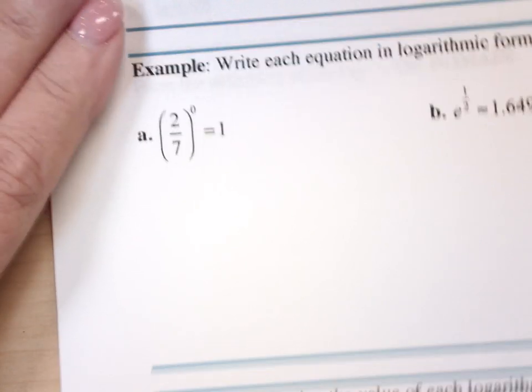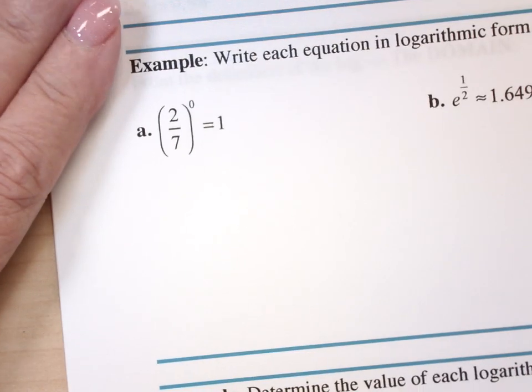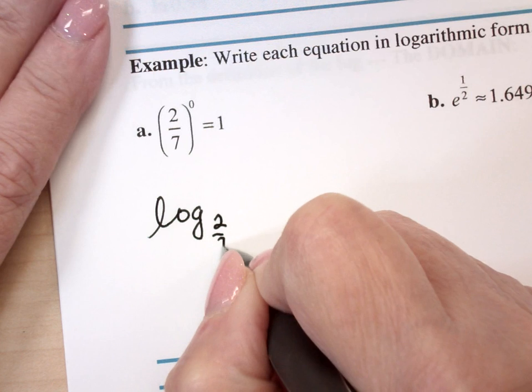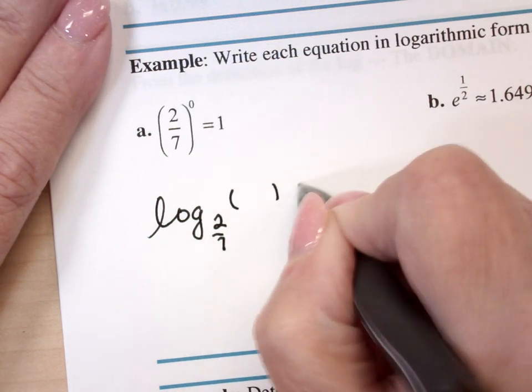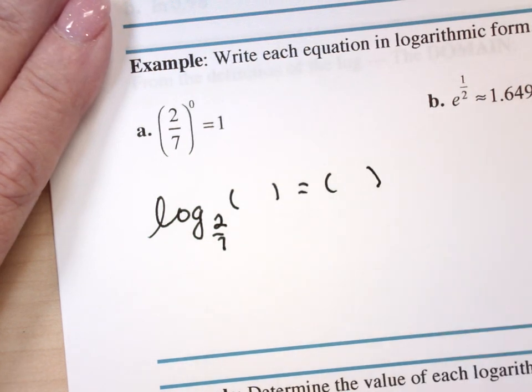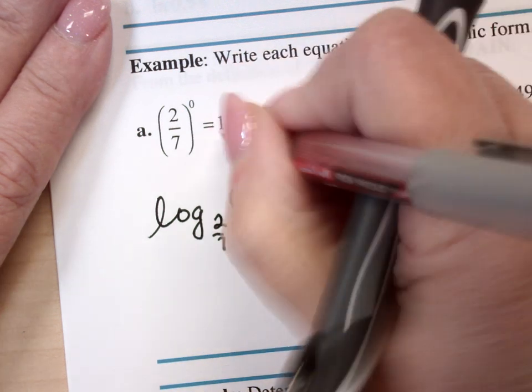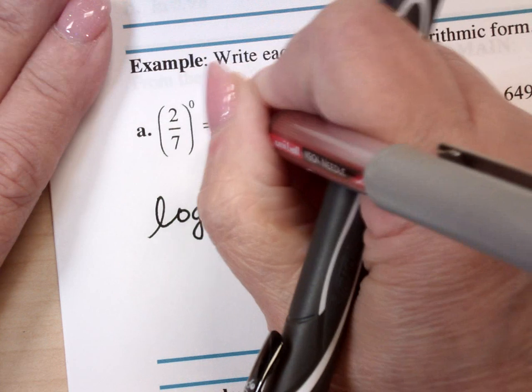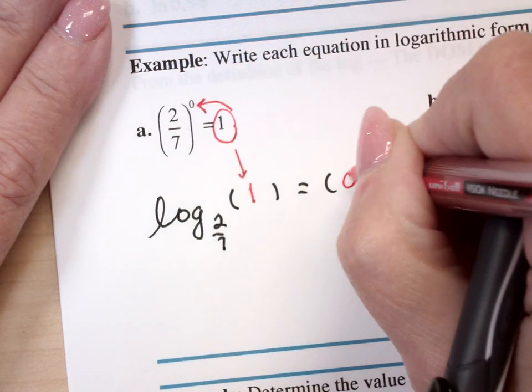And then we have the ones where they want us to write it in logarithmic form, and that's where I have to think, but the base is the base. So it's log base 2/7 of something equals something. And it picks up the range value, which is 1, and returns it to the domain value, which is 0.